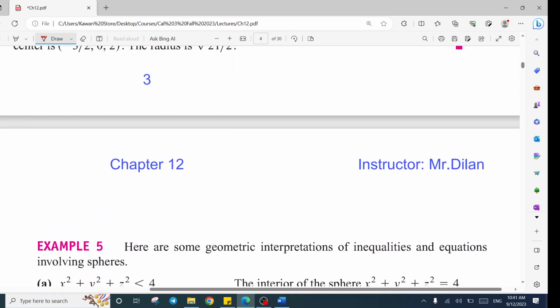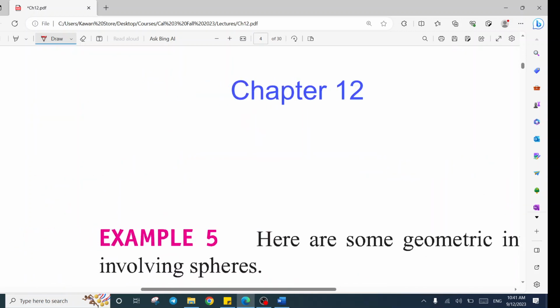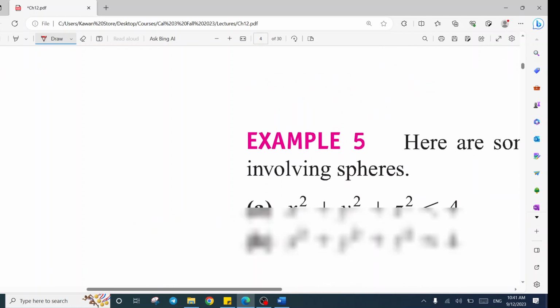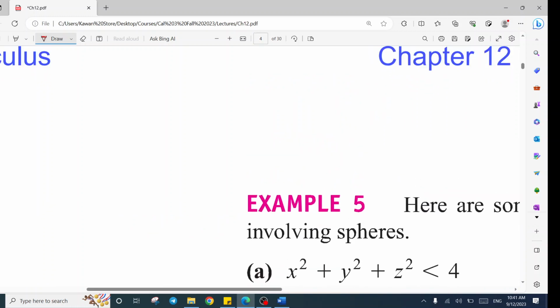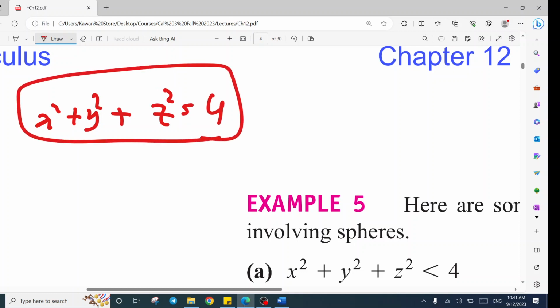Now, tell me about this equation. This will give you what? When I say x squared plus y squared plus z squared is equal to 4, what do you think about this one? It's the equation of what? Sphere, right? The radius is 2, or the diameter is, let's say, 4. Clear, like a ball. Sphere means a ball.